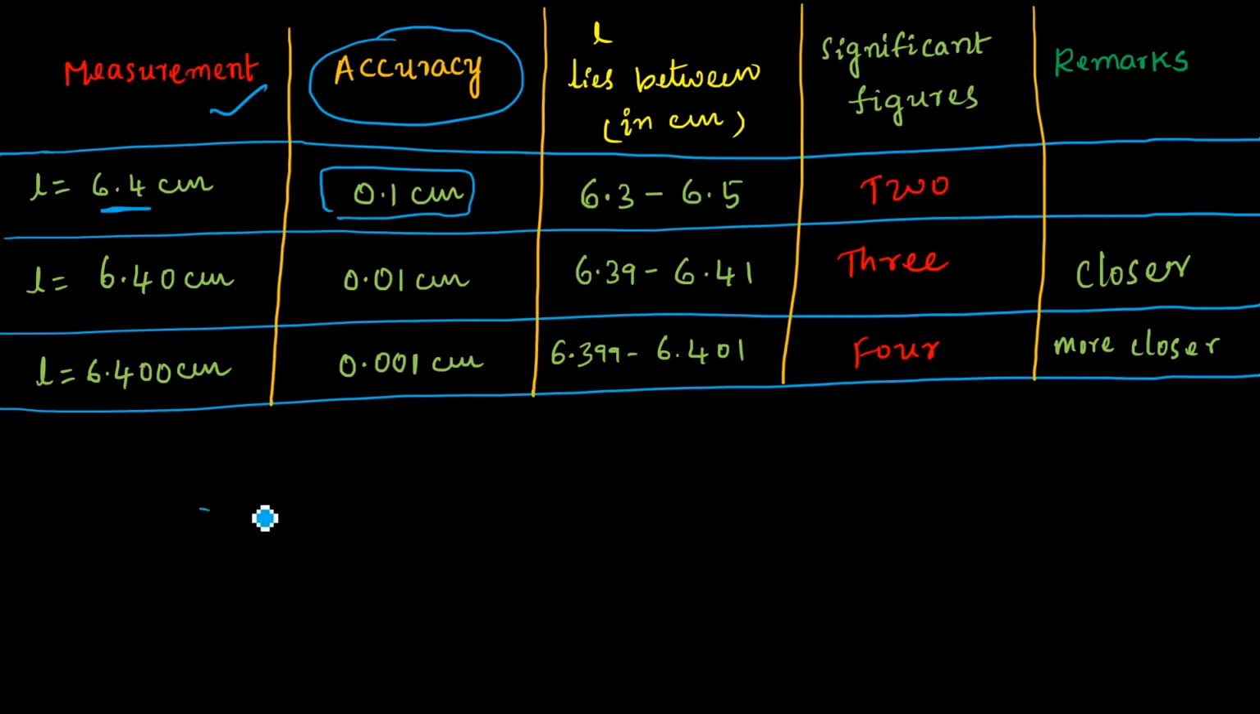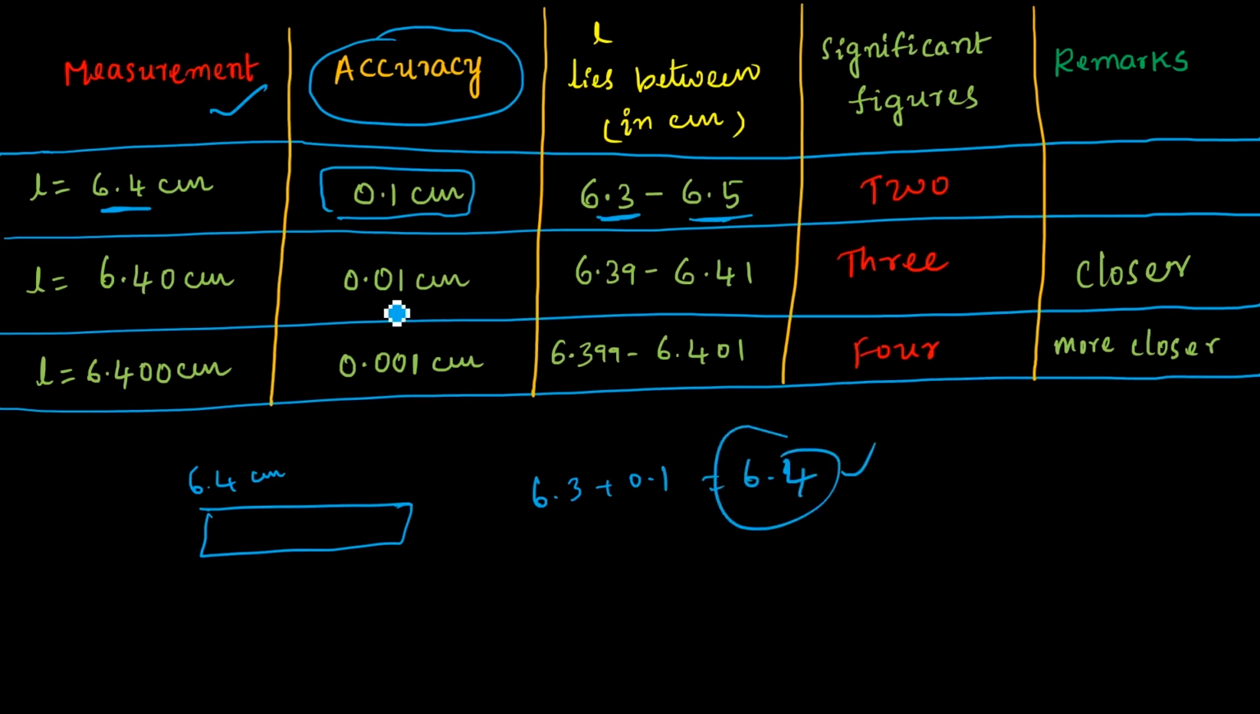So here I'm considering this is the rod length, 6.4 centimeter. If you measure 2-3 times, you will get measurements between 6.3 and 6.5. If you add the least count, that is the accuracy, to 6.3, then you will get 6.4, and that will be considered the exact measurement. So here how many significant figures are there? There are 2 significant figures.